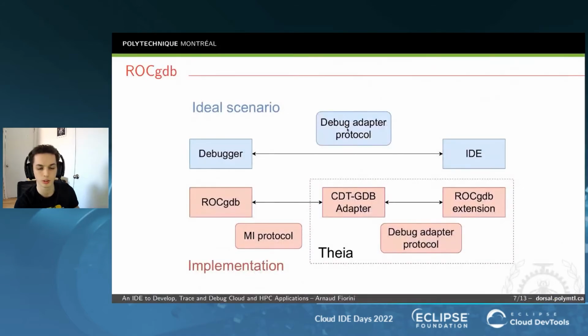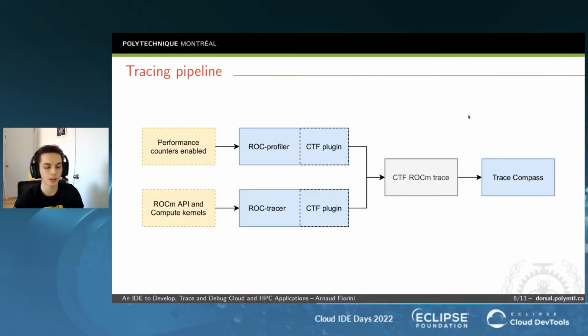We'll go back to the slides. Then we have the tracing pipeline. So basically, we trace two things. One is the performance counters, and the other is the API and the compute kernels. This is done by having two libraries. One is ROC Profiler, and the other is ROC Tracer.